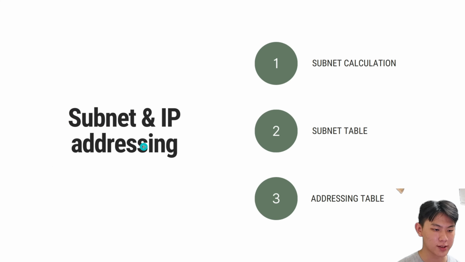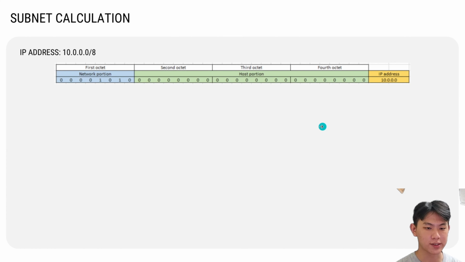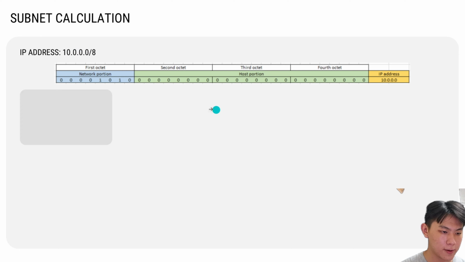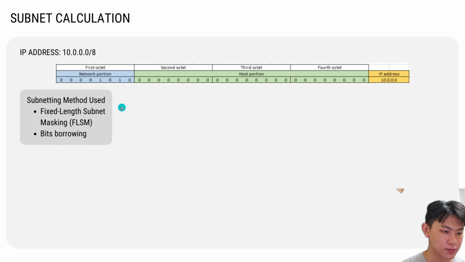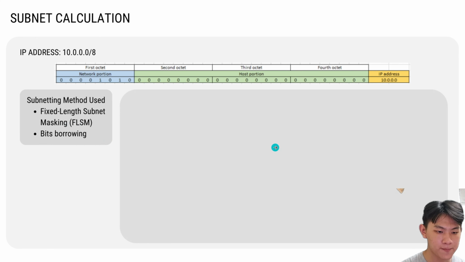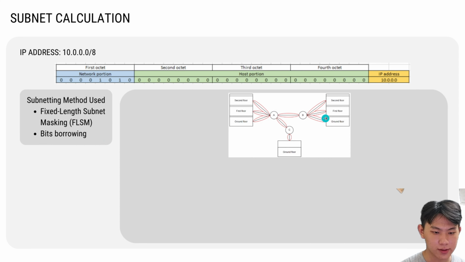Now I will talk about the subnet and IP addressing. First I will talk about the subnet calculation. The IP address used in this assignment is 10.0.0.0. And the subnetting method we use in this assignment is fixed length subnet masking and bit borrowing. This diagram is the initial network topology design, where the lines circled by red circles are the subnets. So from the diagram, we can know that there are 9 subnets in this network topology.